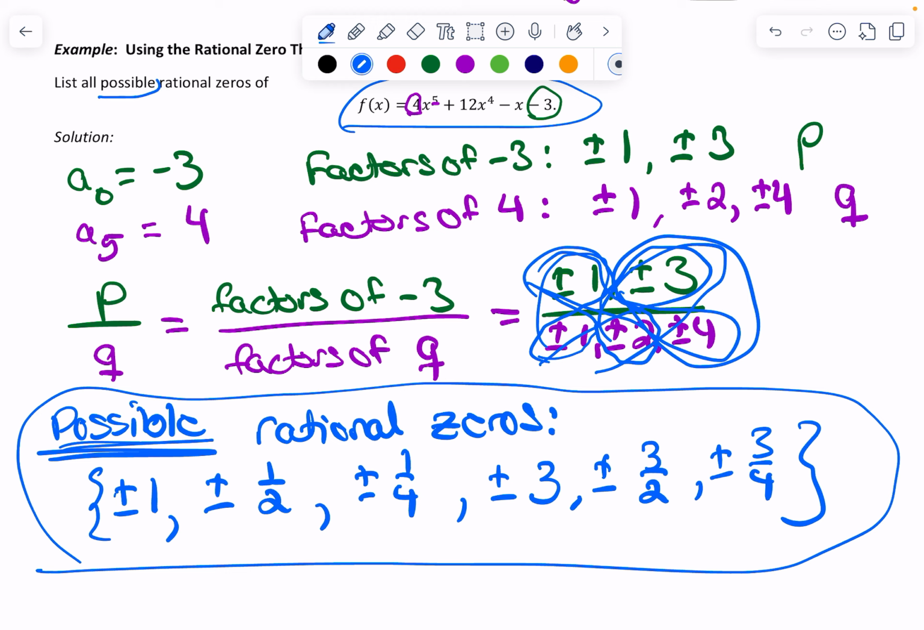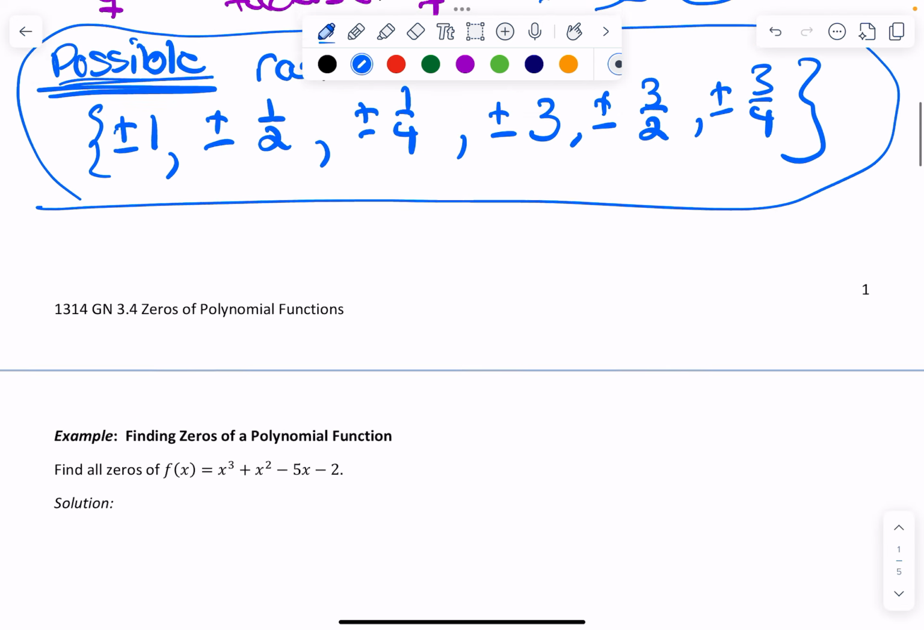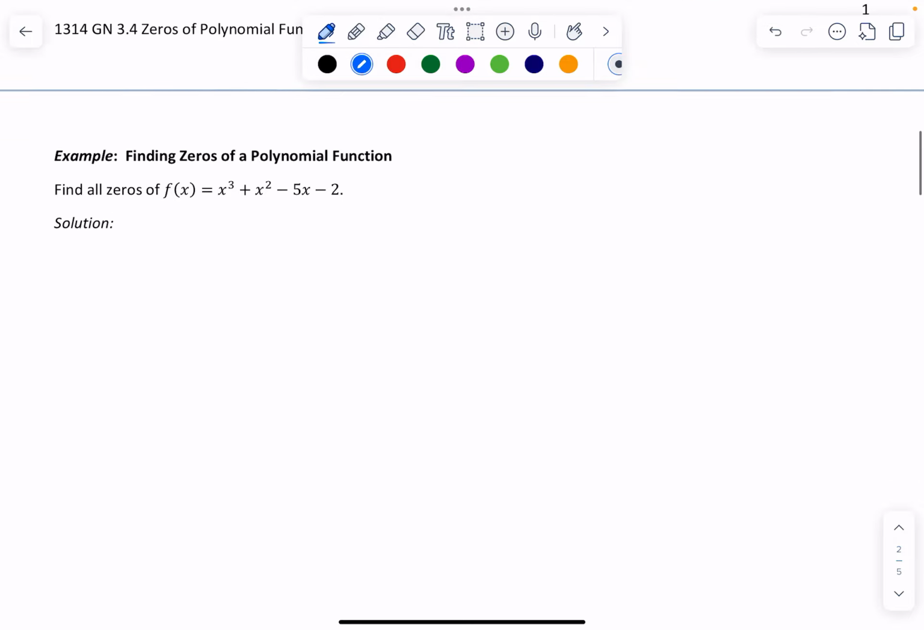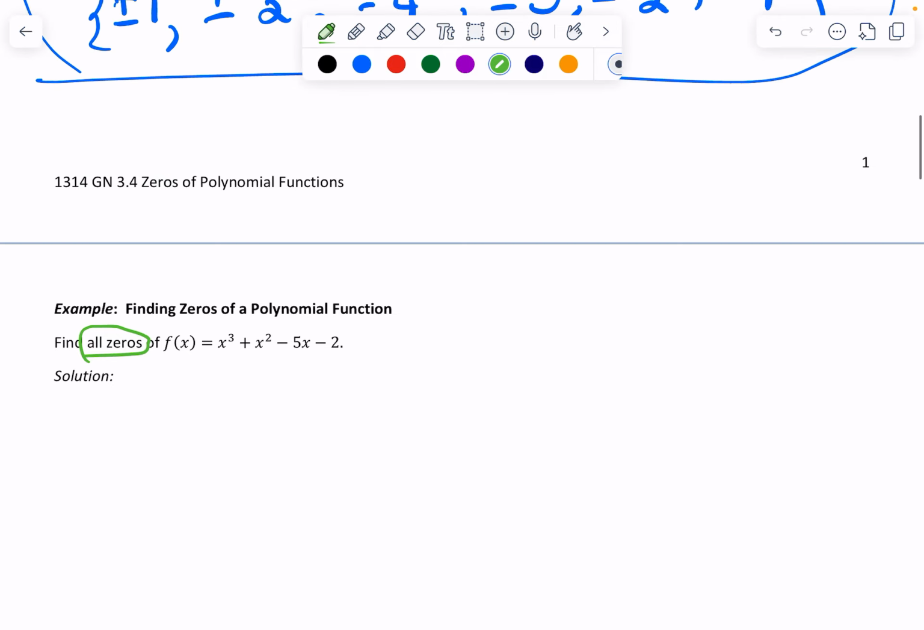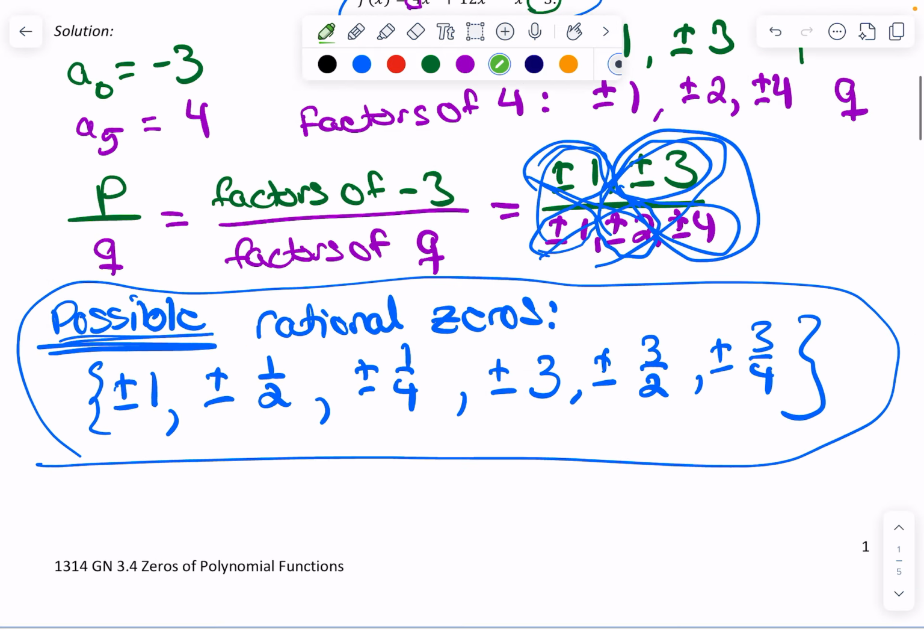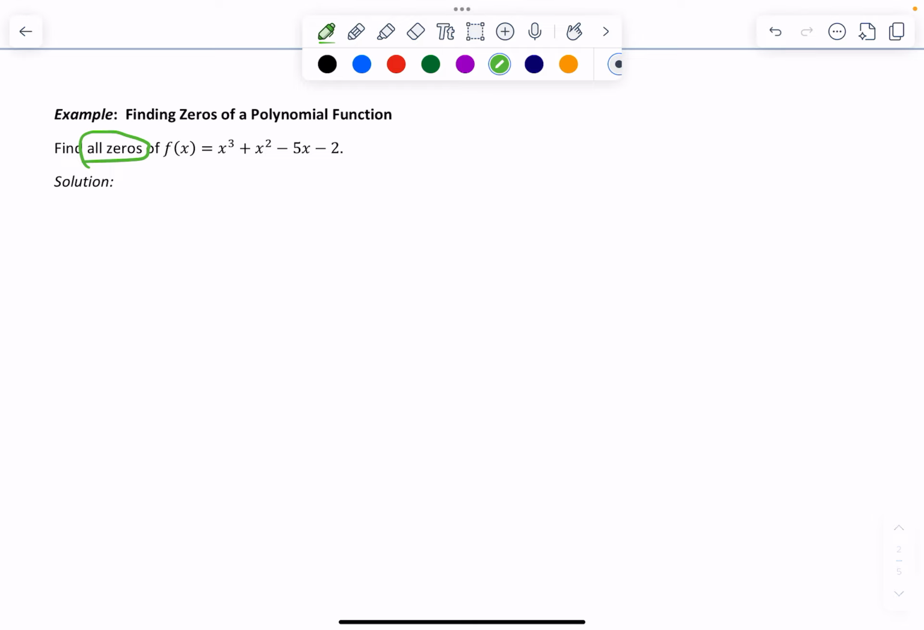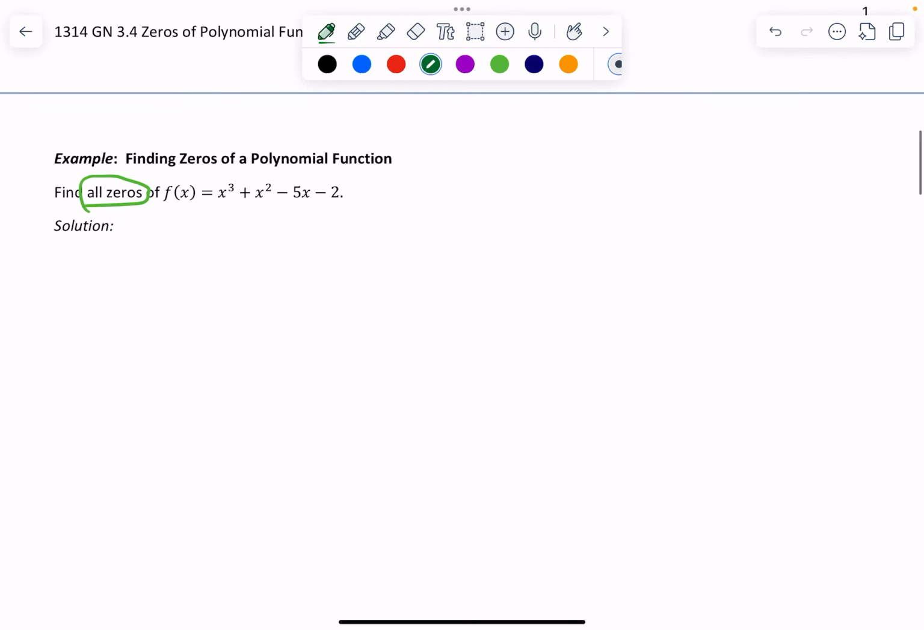And again, our example says list all possible rational zeros. Now, the difference between this and the previous example is that this one says find all zeros of f(x) equals x cubed plus x squared minus 5x minus 2. So what we need to do here, I just want to check which colors I used. We're first going to go ahead and figure out what our constant is. And our constant here is -2.